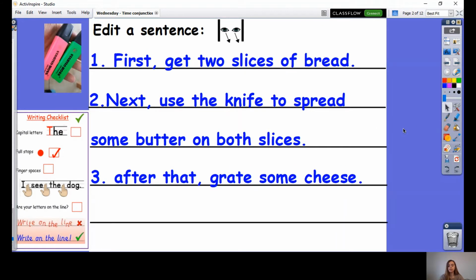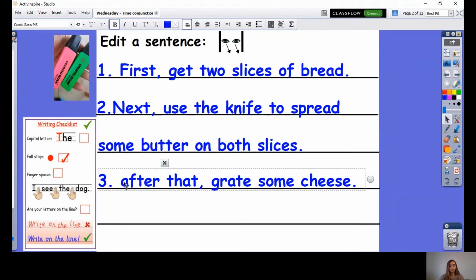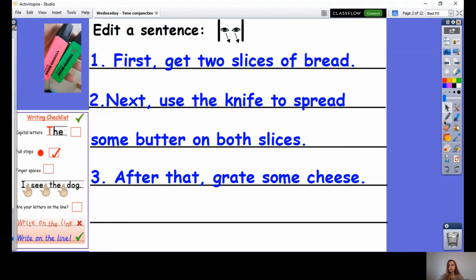What is the third mistake? Fantastic. In our last sentence, after that, grate some cheese, we have forgotten our capital letter that we need at the start of each sentence. Well done for spotting those mistakes. We have now our capital letters, our full stops. I can see finger spaces and I can see, are your letters on the line? Yes, they are. Fantastic.